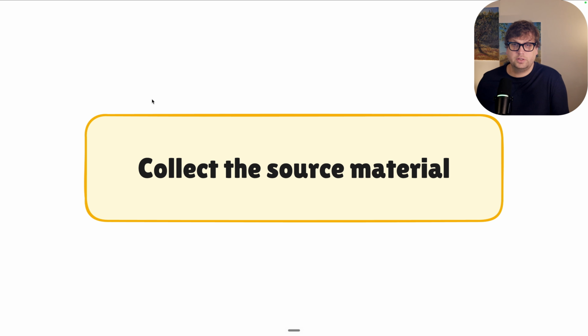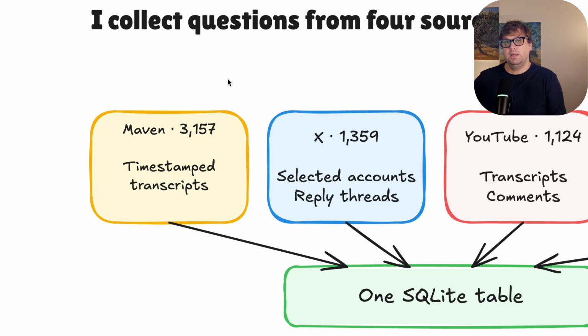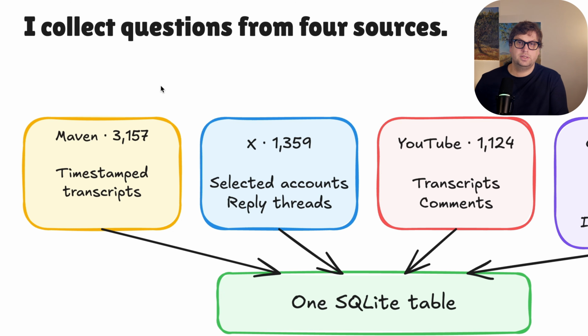So, of course, first I need the source material. I mentioned I got Maven, X, YouTube, and GitHub, and I got quite a lot from each one. So from Maven, I look at all the top lightning lessons, and I get time-stamped transcripts. These are from AssemblyAI. From X, I'm choosing accounts that have interesting information or interesting discussions around them, and I'm using the reply threads to see what people are asking about.